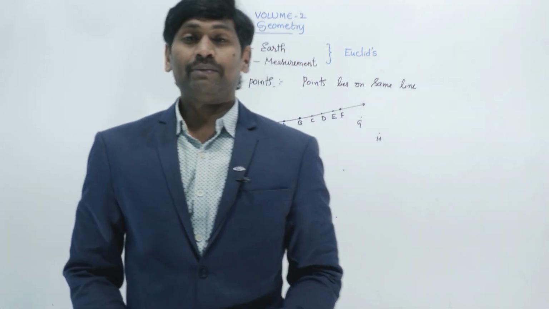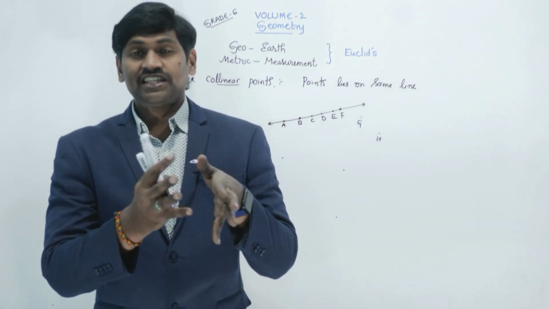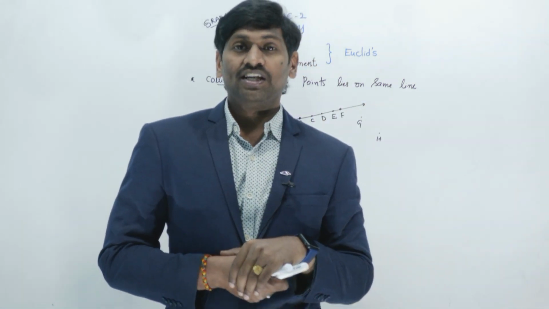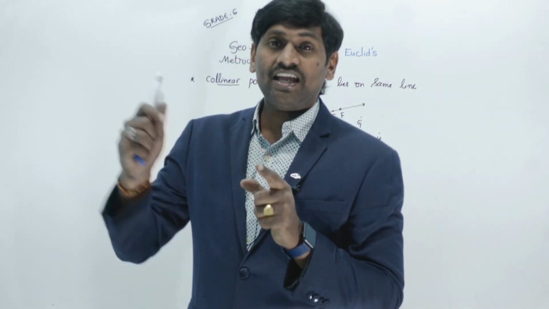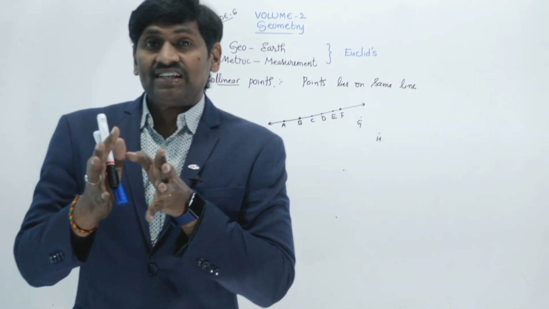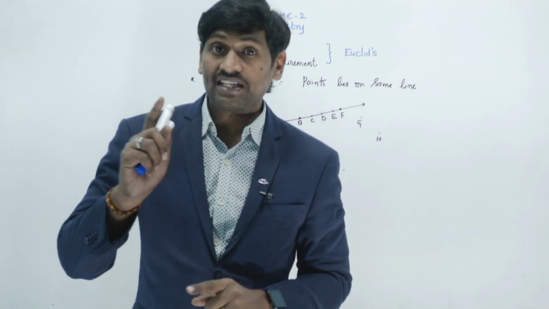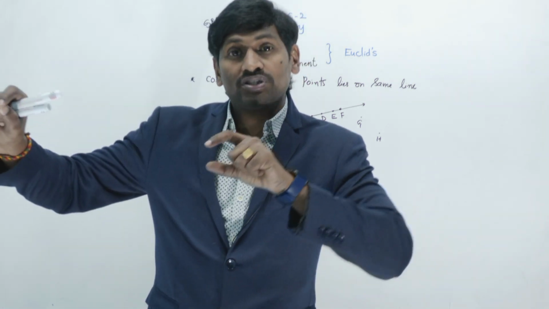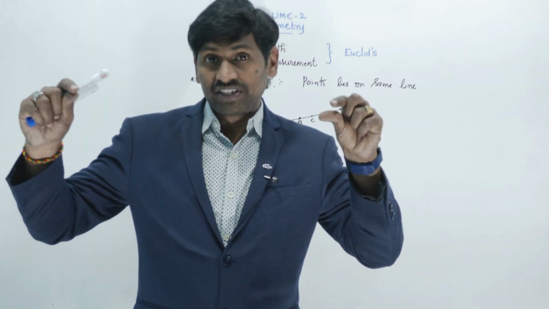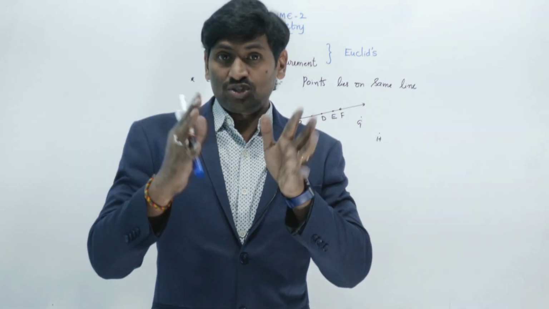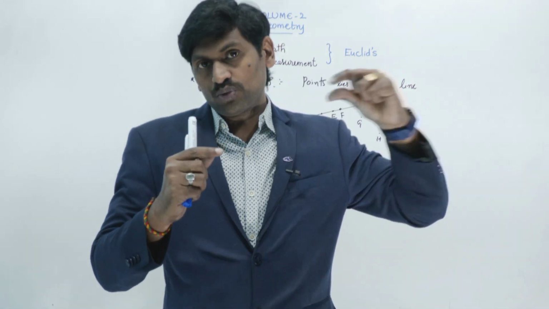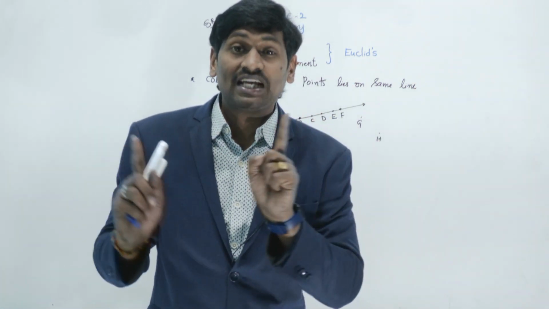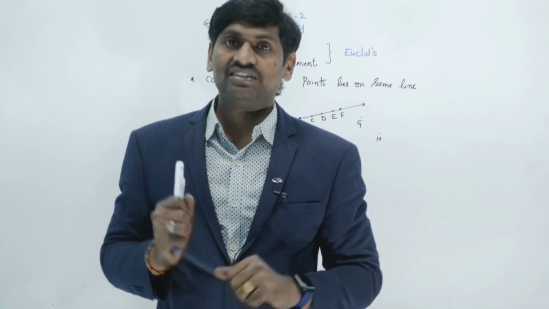Coming to the line, line segment and ray, we need to discuss one more point. Given line AB, a line has no fixed length, because a line can be extended on both sides. It is represented with arrow marks. That means it is not fixed length. We can extend towards the right side and towards the left side, both sides. That means it does not have any fixed length.